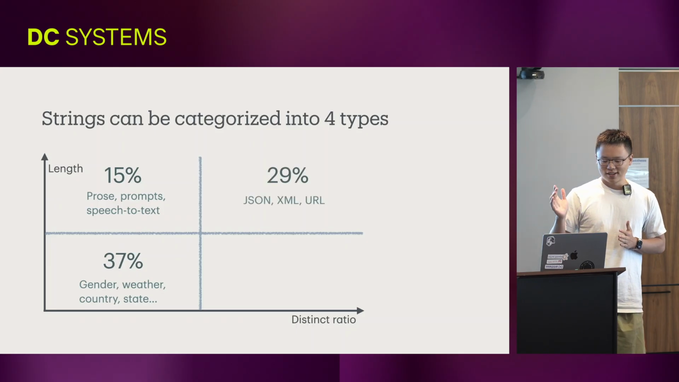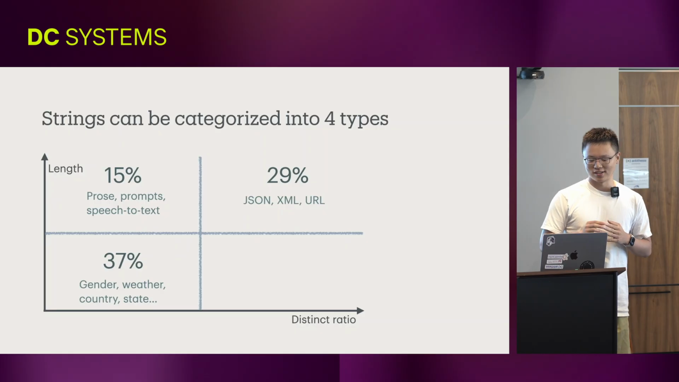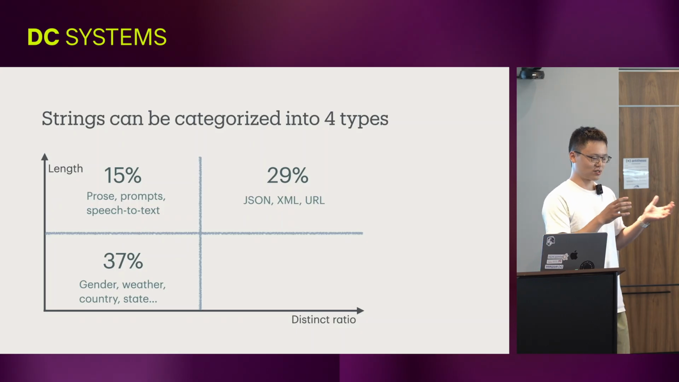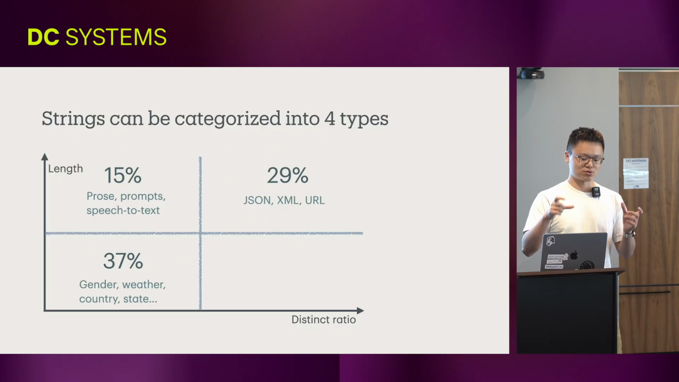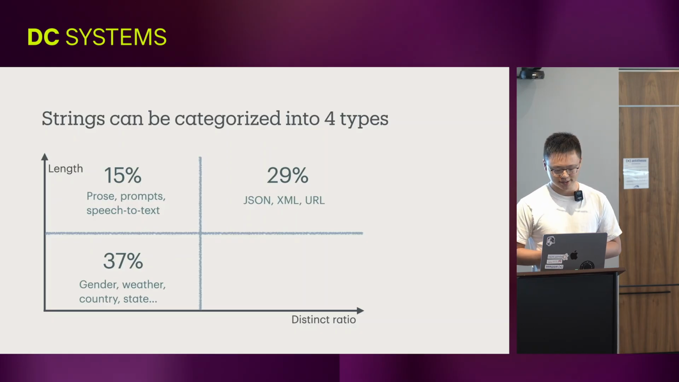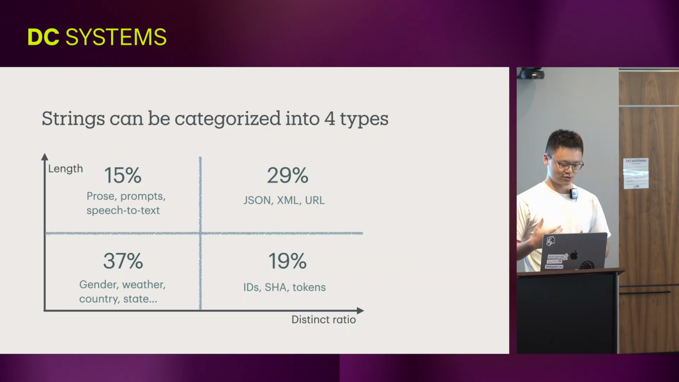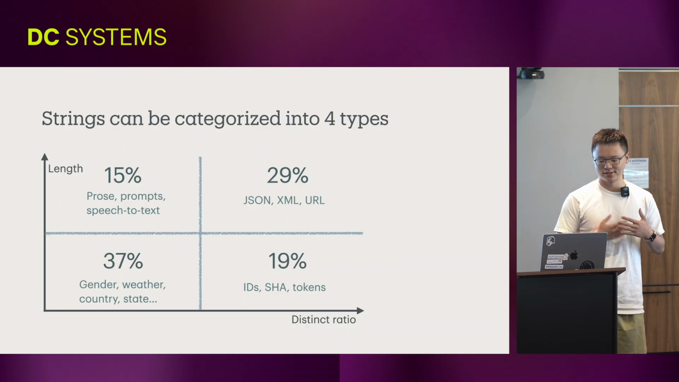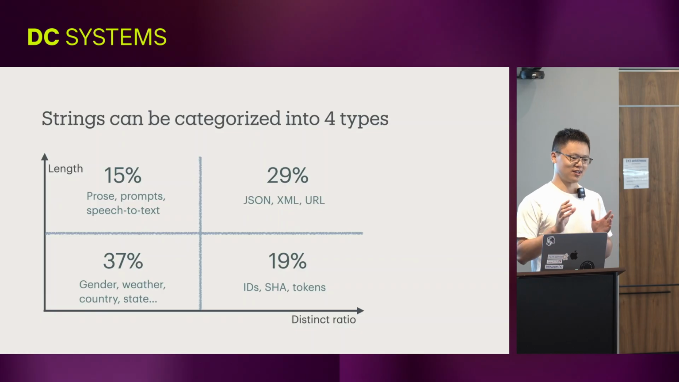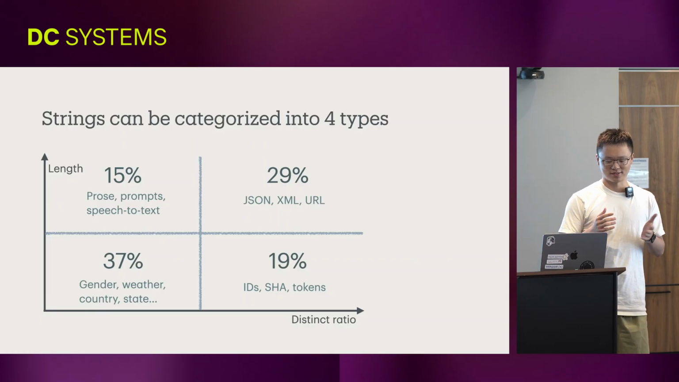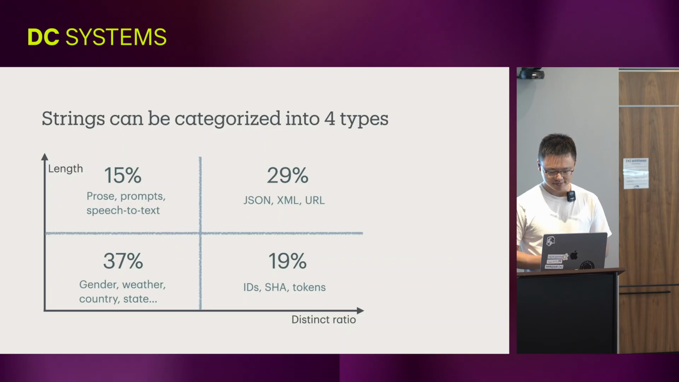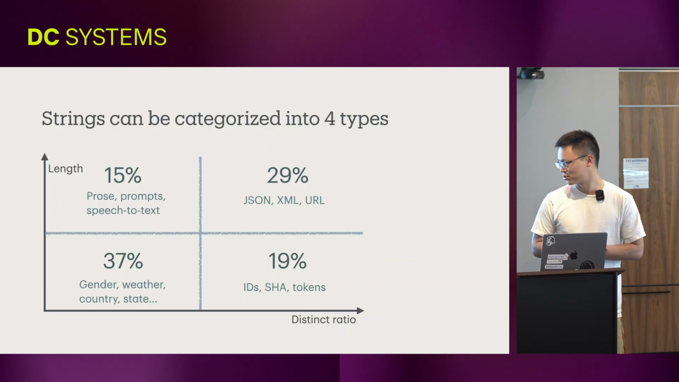And on the right top region is structured input. Basically, we see a lot of people just using JSON, XML, URLs, just dumping whatever structured data as a string field, and those account for 29% of strings. And lastly, we have the quite short but also very unique strings like IDs, hash values, tokens. Those are not human readable, but meant for machines. So those account for 19% of the strings.